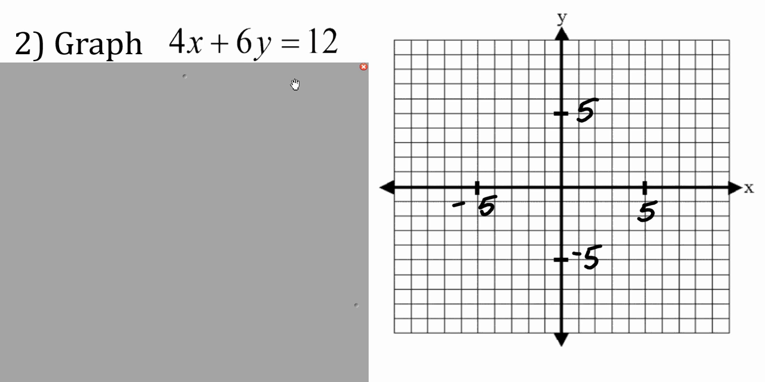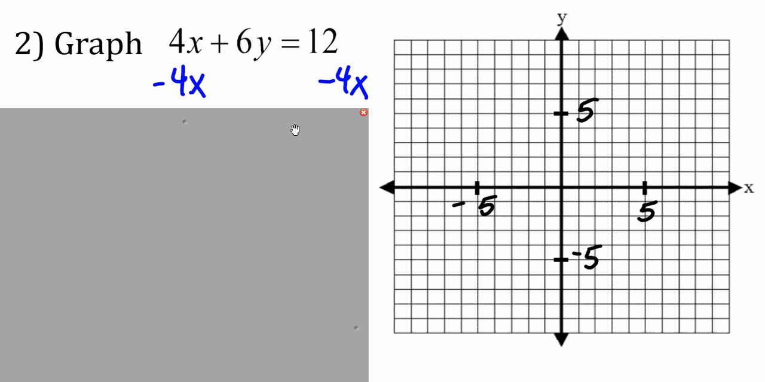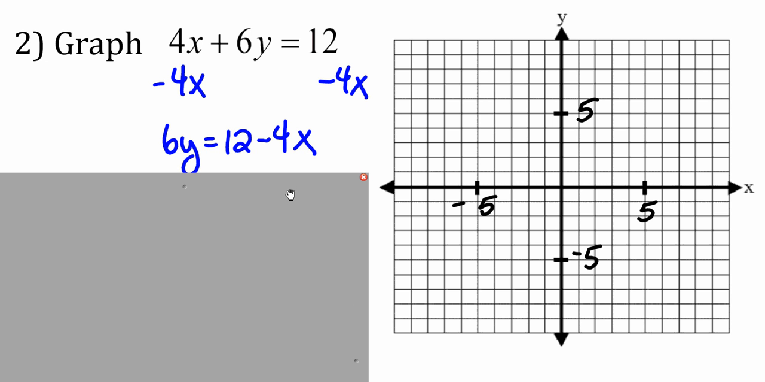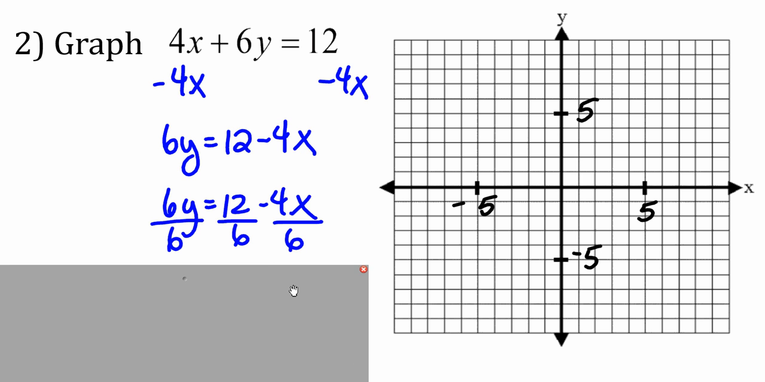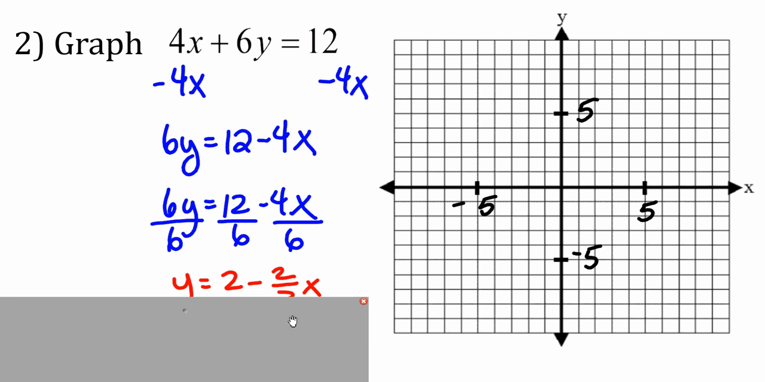So if you wanted to put it into slope-intercept form, you would subtract 4x from each side of the equation, leaving you with 6y equals 12 minus 4x. Then you would divide every single term by 6, which leaves you with y equals 2 minus 2/3 x. Remember, always simplify each term.